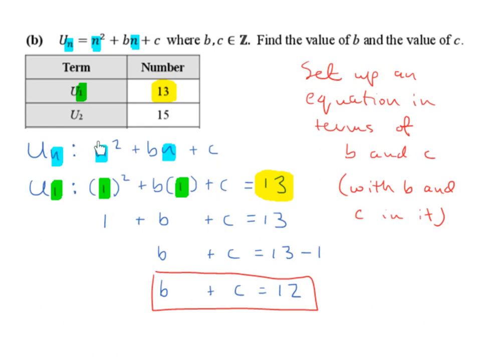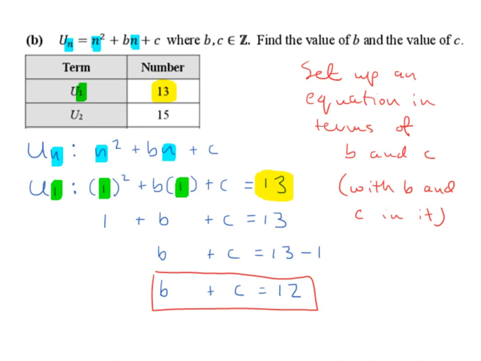So all we did was we wrote out the general formula given, and then we swapped each of the n's for 1 with brackets. And now we're going to let that equal 13 because we know that u1, or term 1, is 13. Then we just simplify. So 1 squared is 1. b times 1 is b. We bring down the plus c, and that's equal to 13.